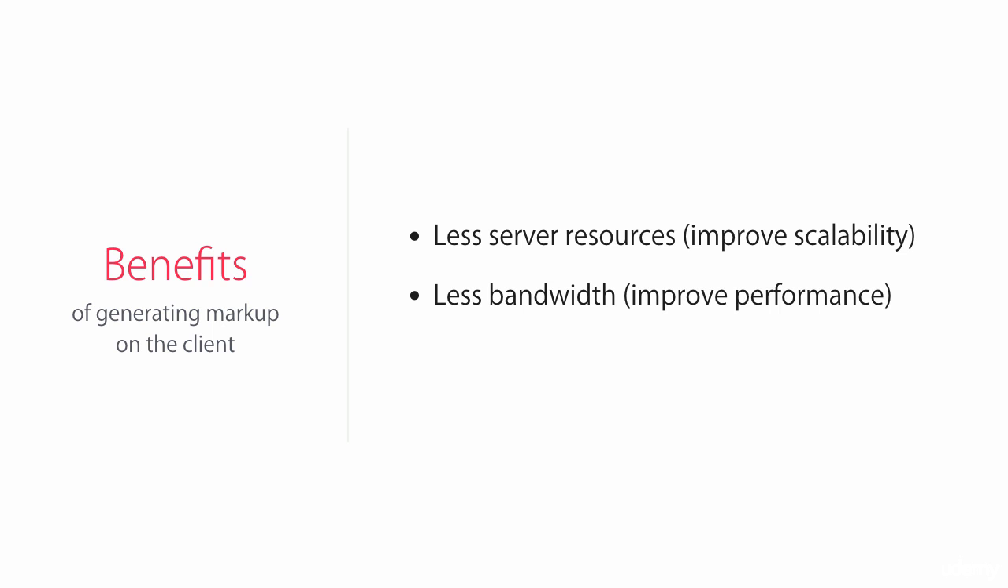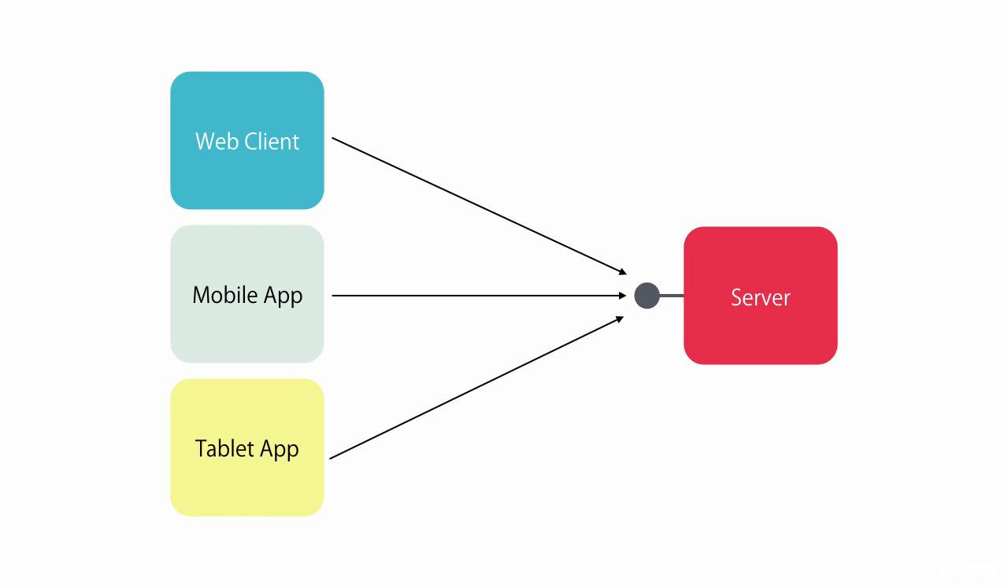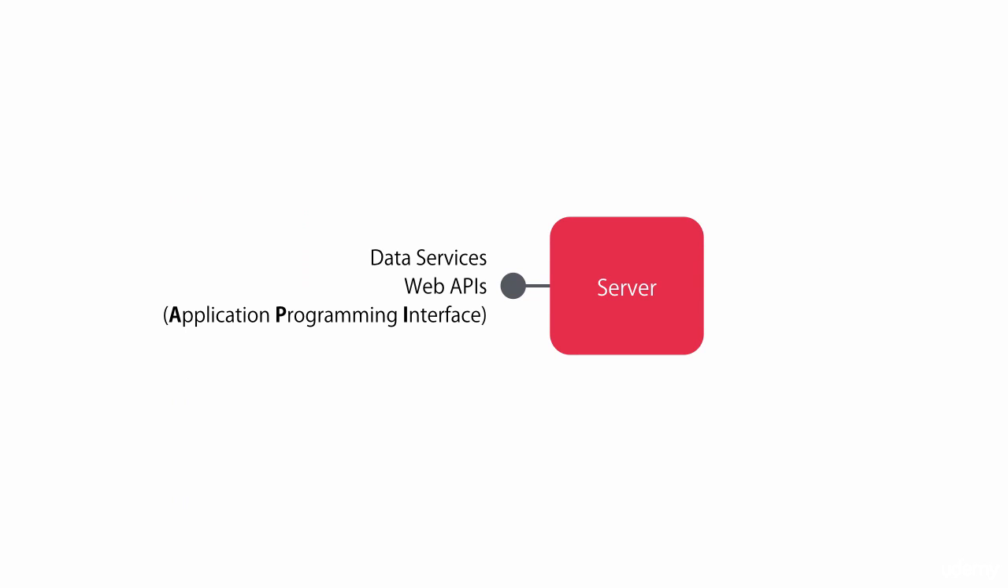a bit more responsive. The third benefit of this approach is that we can build a broad range of clients, like mobile and tablet apps. These apps simply call our endpoints, get the data, and generate the view locally. We call these endpoints data services or web APIs because they just return data, not markup.